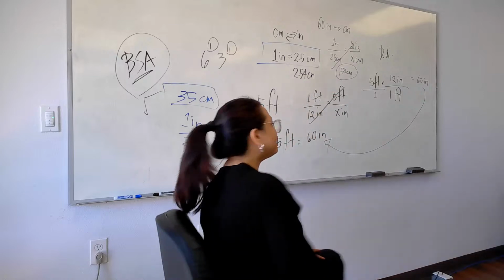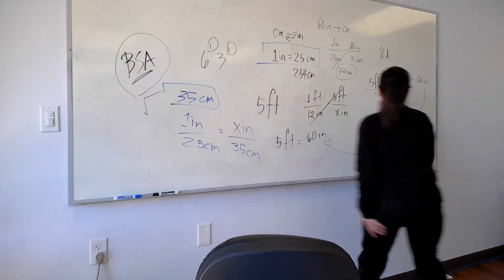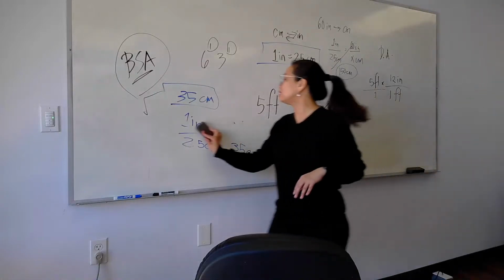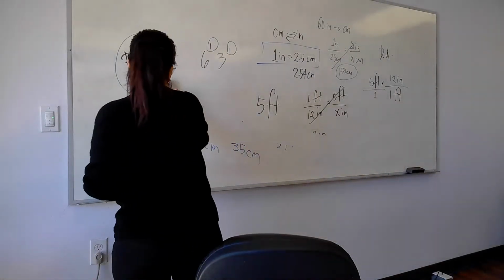Any questions on the height conversion from household to metric? No? Okay. The next variable in body surface area is weight conversion.